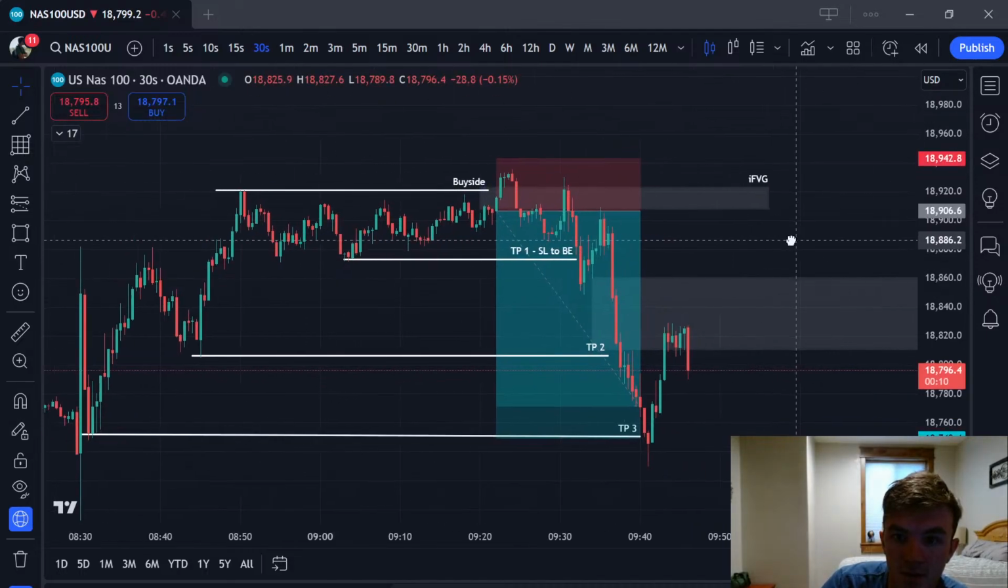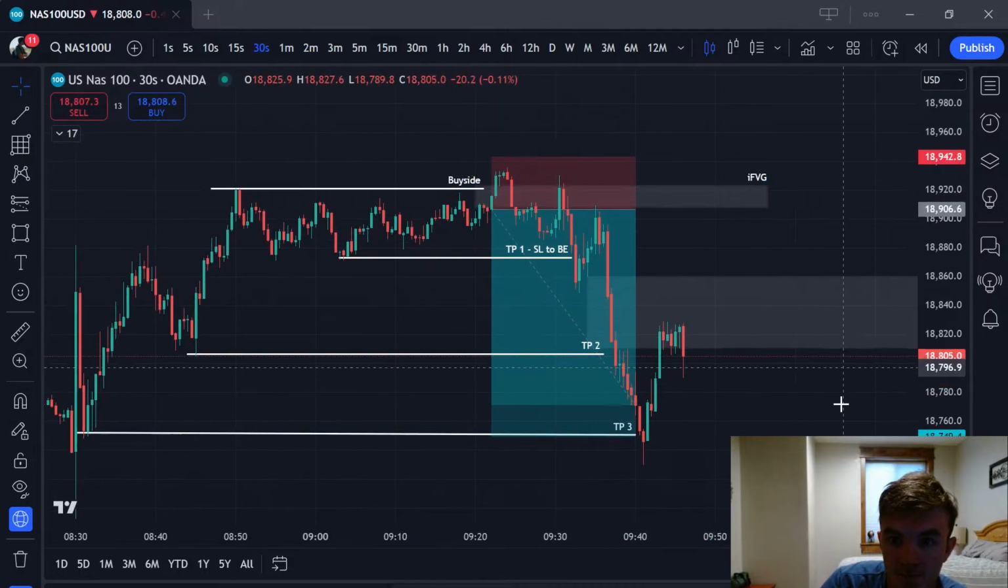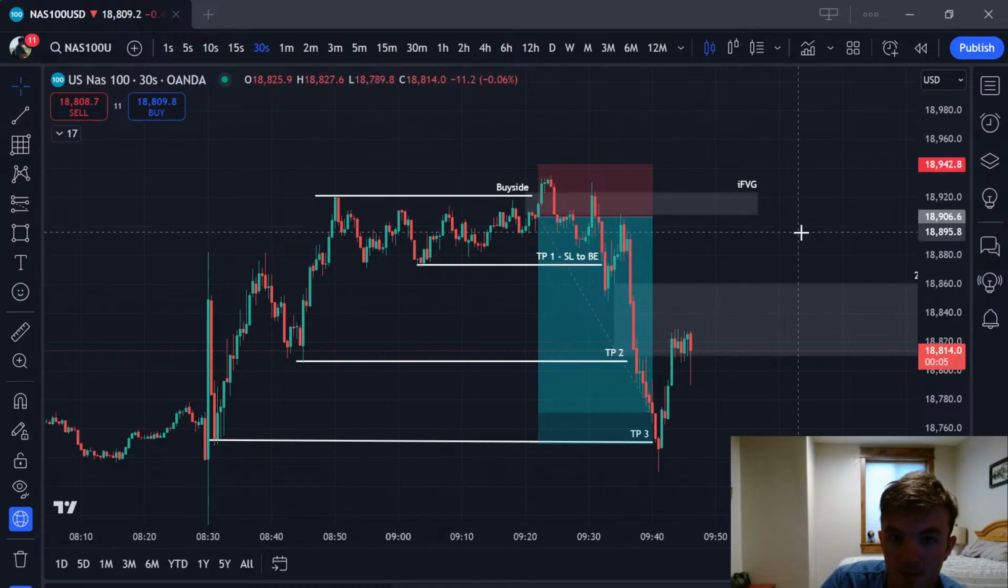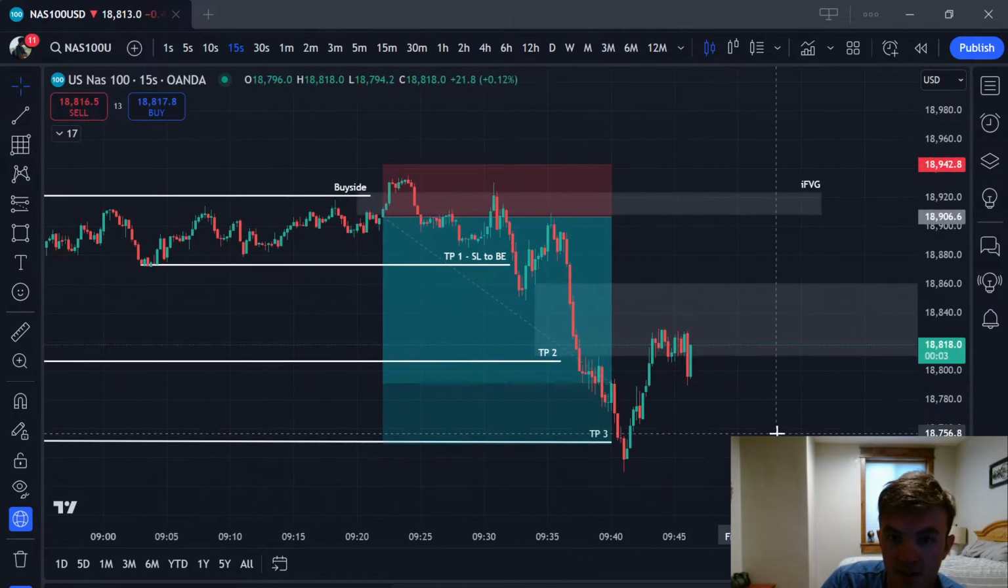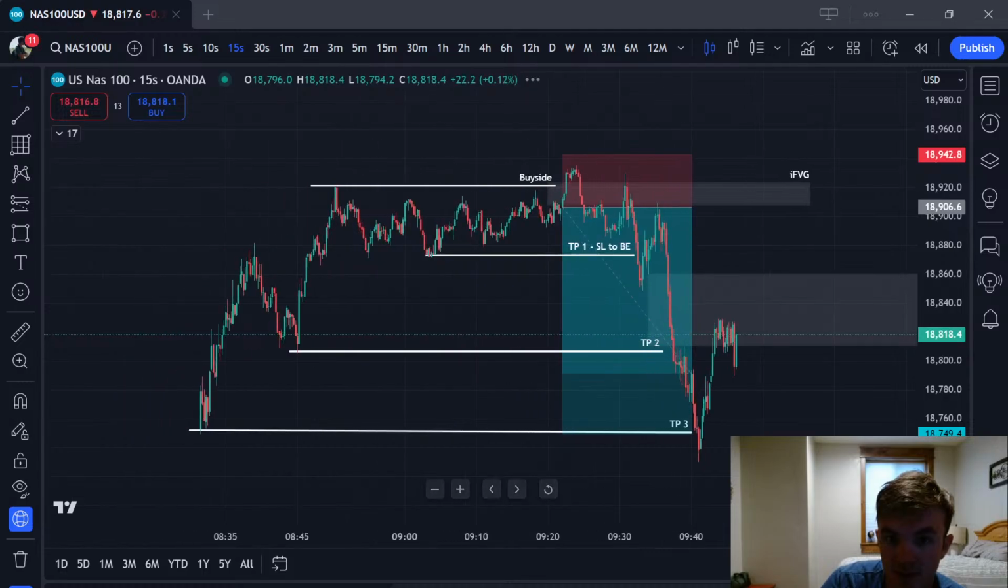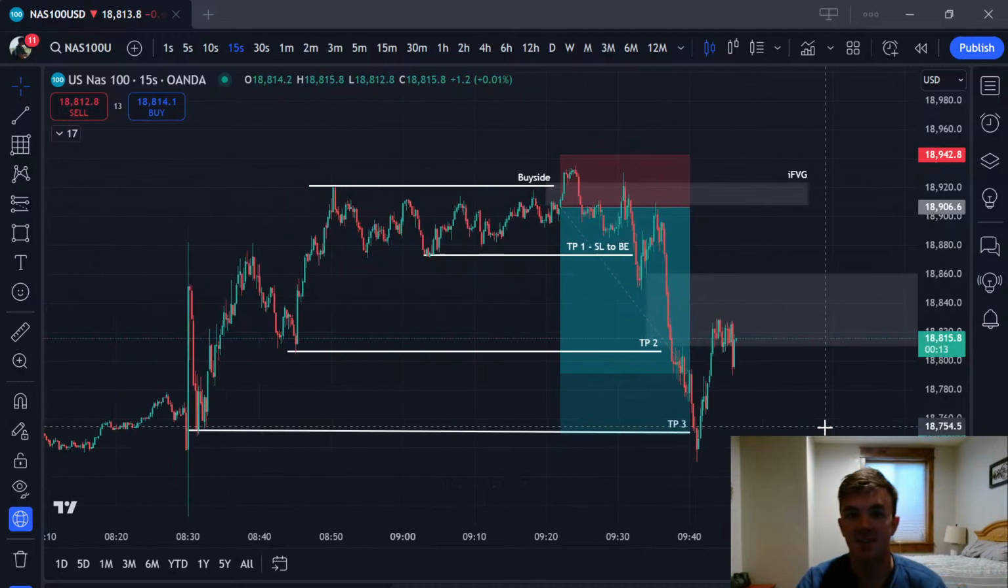So yeah. Here's the trade on the 15-second for greater detail. That's nice. That is nice.